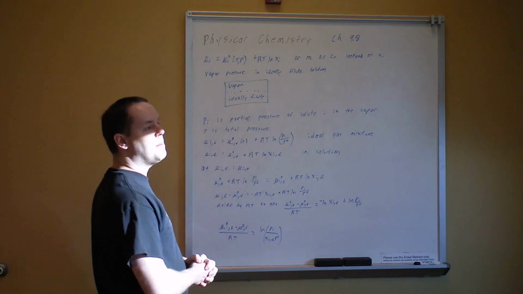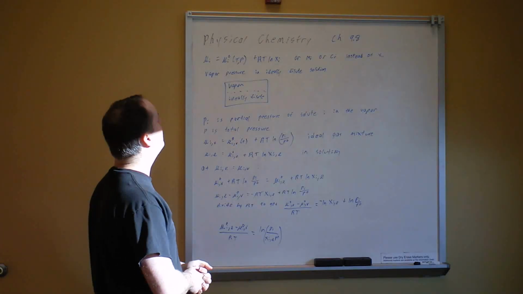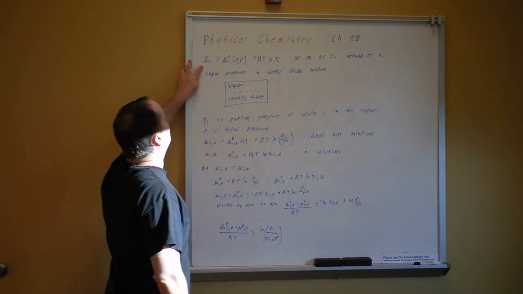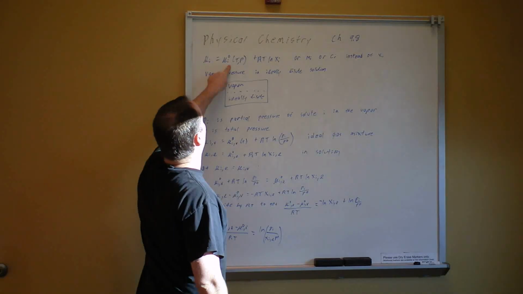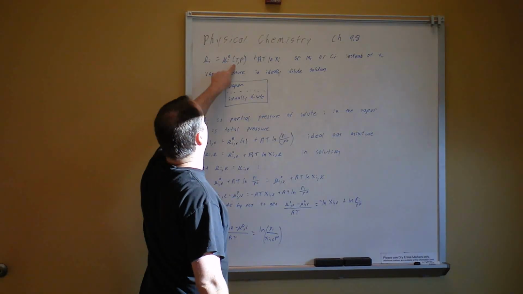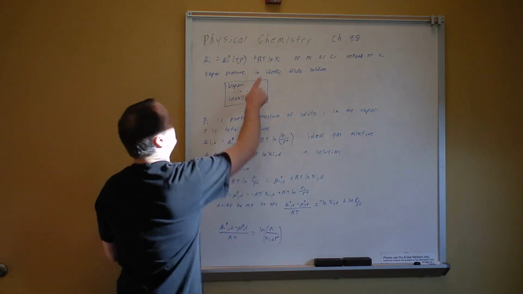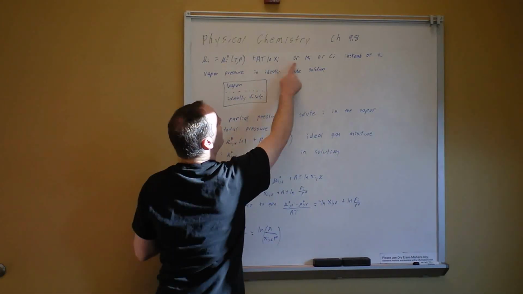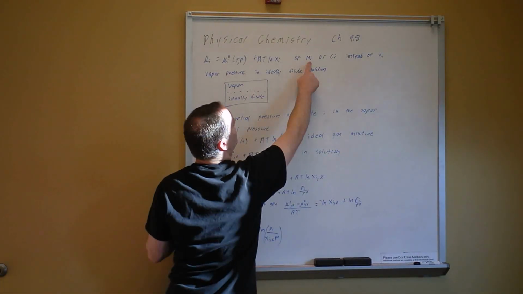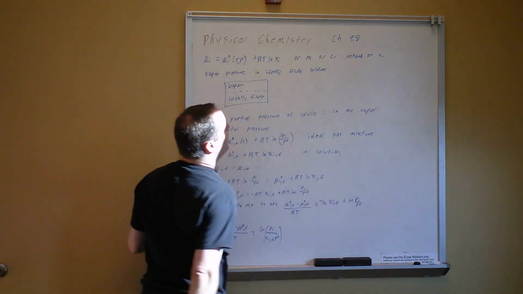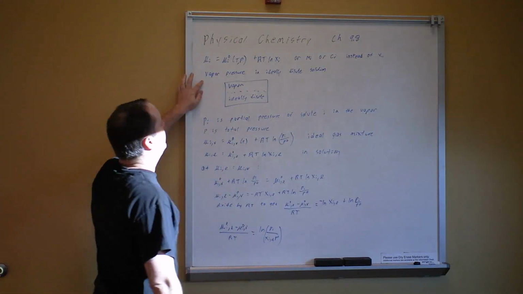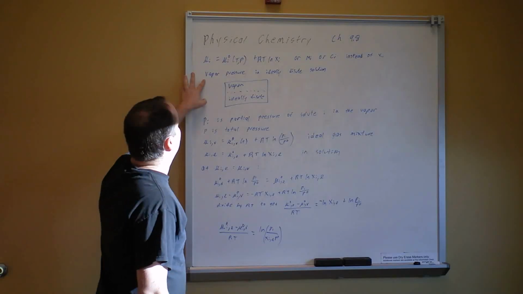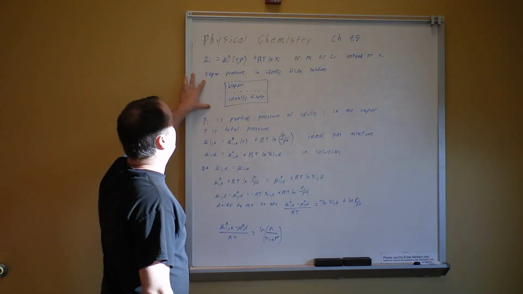Okay, we're in physical chemistry, chapter 9. We're doing section 8 now. As we showed before, mu I equals mu I naught, which means standard state, temperature and pressure, plus RT natural log of the mole fraction of I. Or we can use the molality or the molarity, because we're assuming ideally dilute solution. Now, let's start with the vapor pressure in ideally dilute solution.